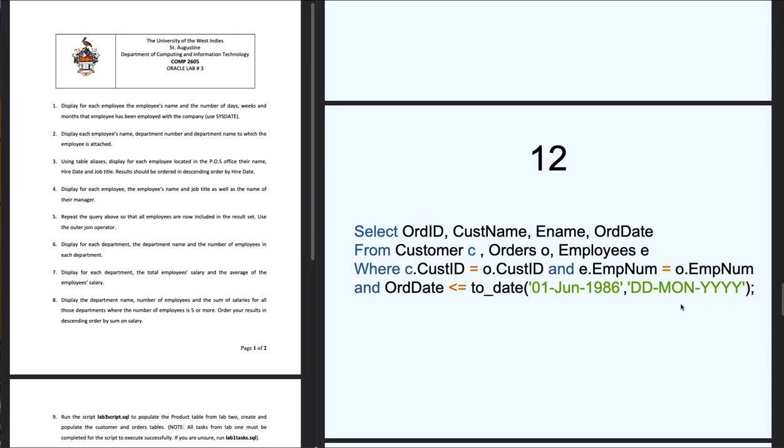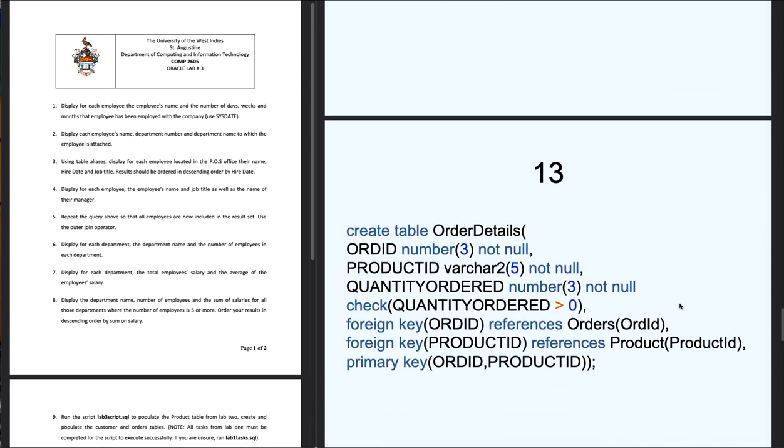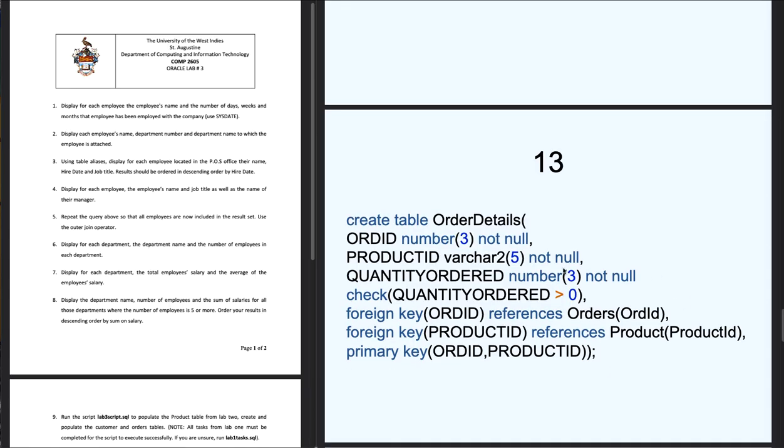Okay, let's take a look at the answer. Obviously, we're using the create table instruction. Create table order details. Don't forget your opening and closing brackets. Order ID, type number, size 3, not null, product ID, varchar2, size of 5, not null, quantity ordered, type number, size 3, not null, check quantity ordered greater than 0.